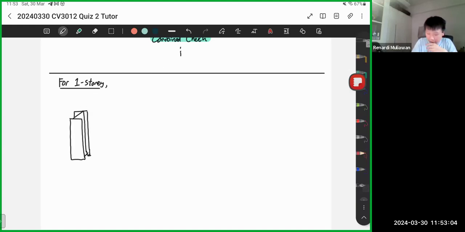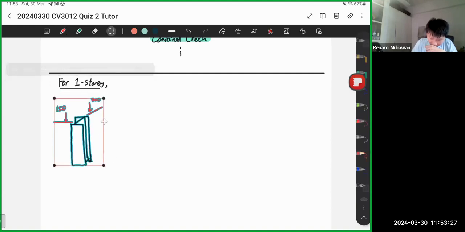The keyword here is one story, right? So for one story, these are the loadings. For example, this is 150. This one is 200. This is the loading on the column for one story. Now the question is, how many stories can the column support? That's a common question, both in the quiz and also in real life.